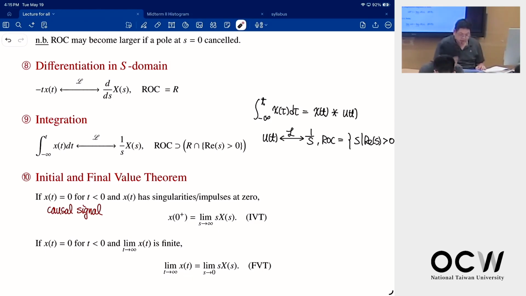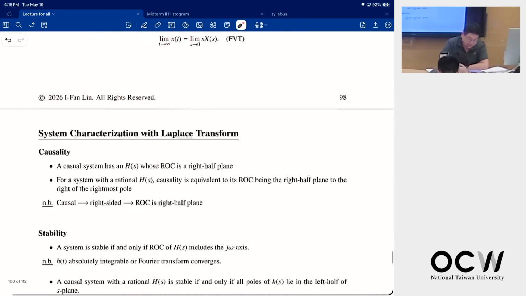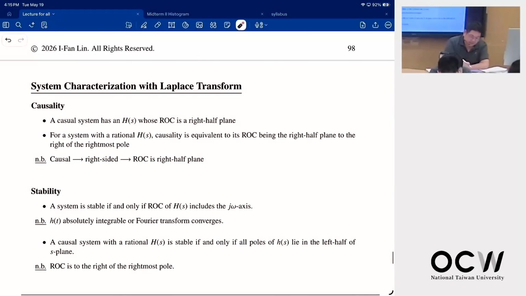Any questions so far? Right, next now we can see why we learn Laplace transform. We need to apply Laplace transform to our linear time invariant system. Right, so let's see. With a Laplace transform, we need to think about two things, the causality and stability. A causal system has the transfer function H of s. The region of convergence is a right half plane.